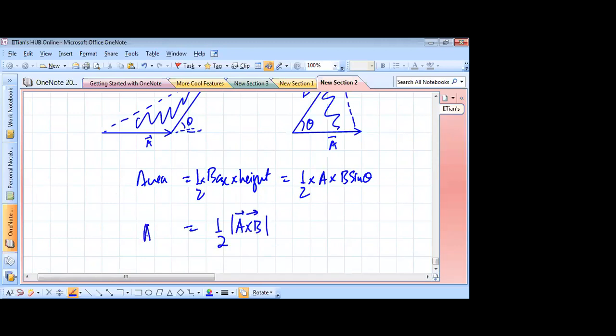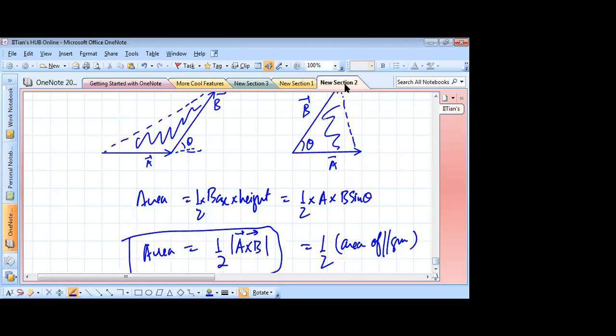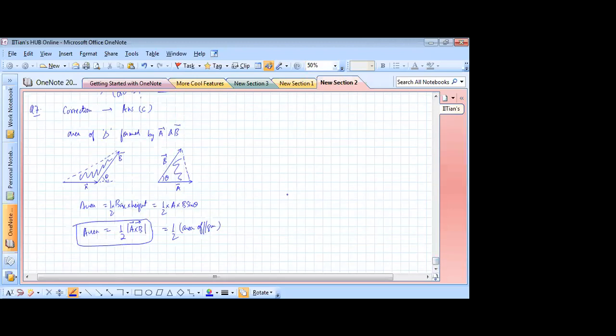In any case, we have discussed the area of parallelogram is mod A cross B. It is half of the area of parallelogram formed by A and B. So just calculate A cross B, then calculate its magnitude, and then divide it by 2. So just use the cross product method here. For the given vectors, just calculate the cross product, then calculate its mod, and then divide it by 2. So you'll get the answer C.